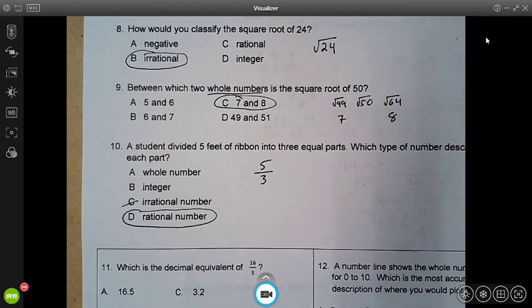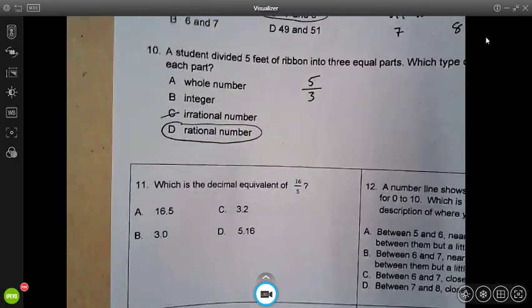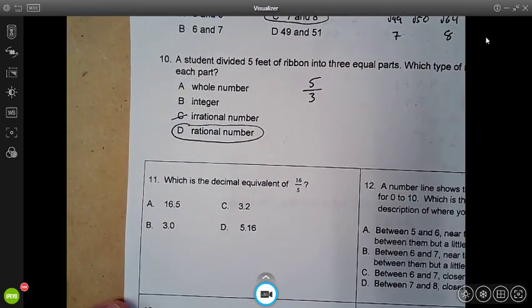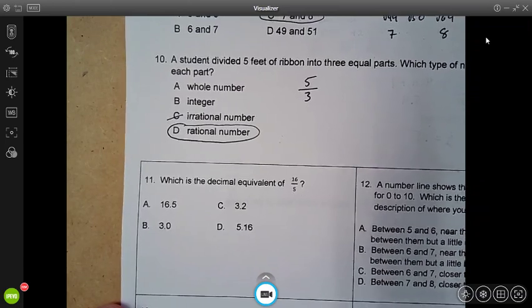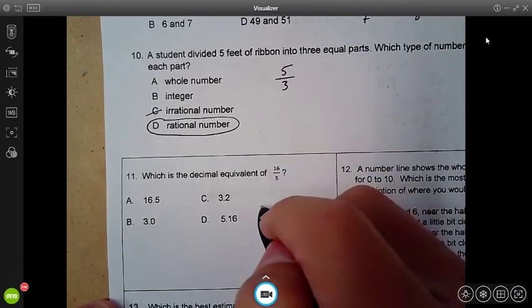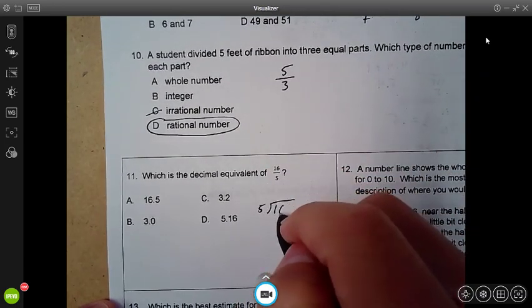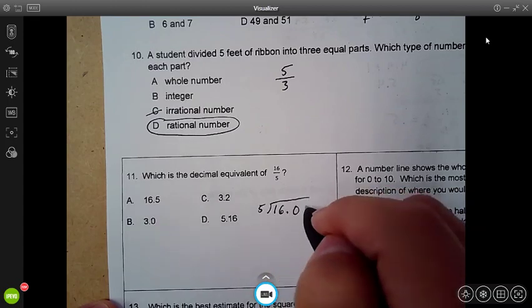All right, number 11. Which is the decimal equivalent of 16 over 5? Let's set up our division. 5 into 16. Let's put a point 0, second 0 there just in case we need it.